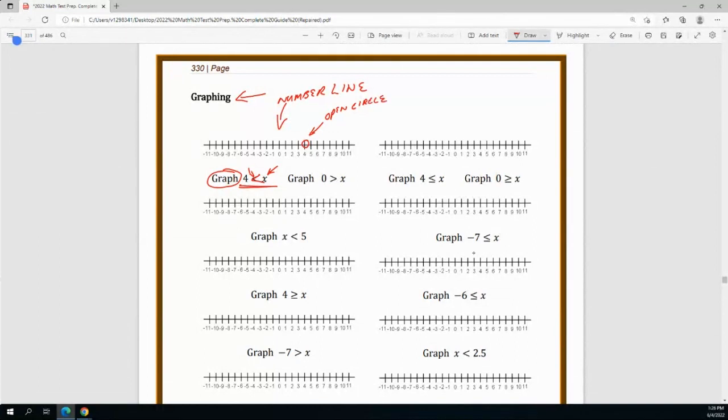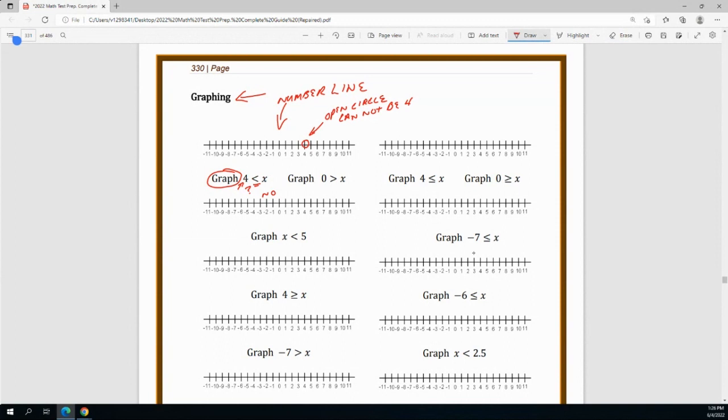Now, I put an open circle because of this one reason that I'm about to explain. Remember what this statement says? This says the answers are greater than 4. But can they be 4? No. You cannot be 4. You can be greater than 4, but you cannot be 4. So that's why I use an open circle, because the answers cannot be 4.